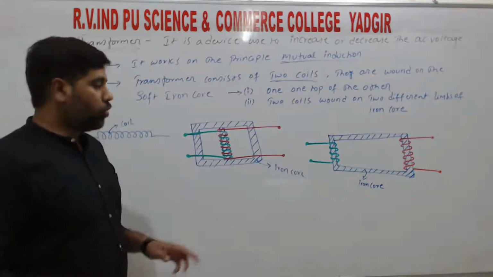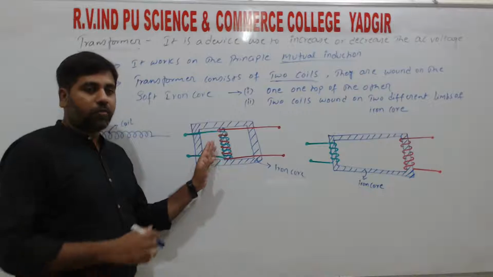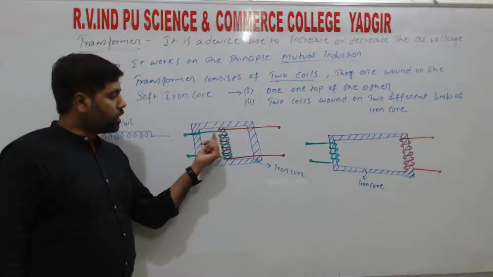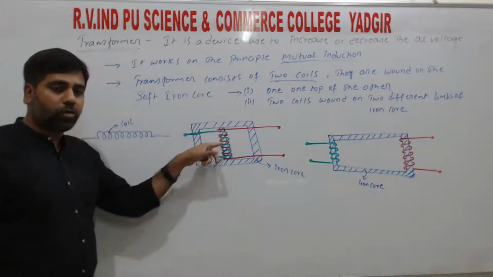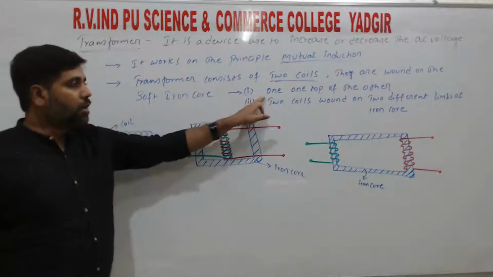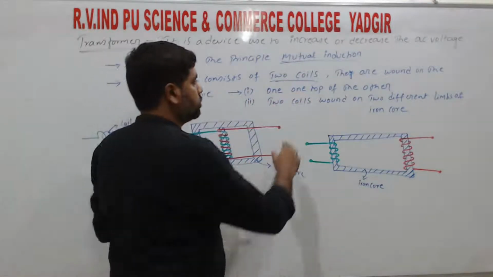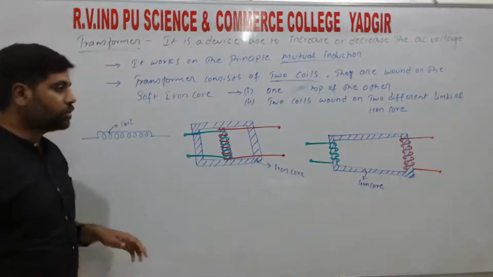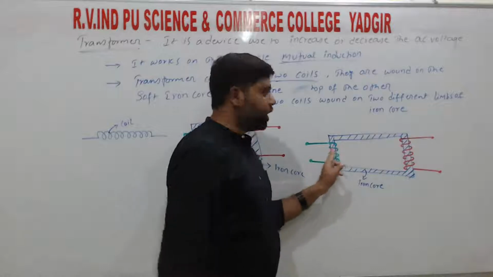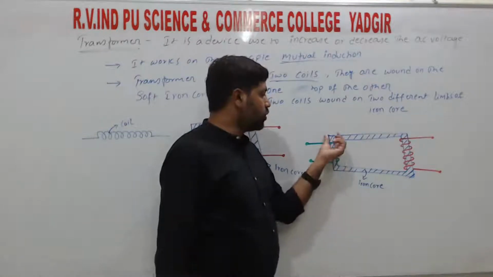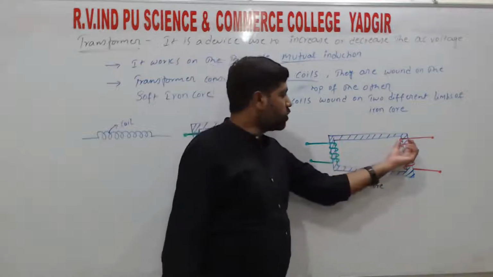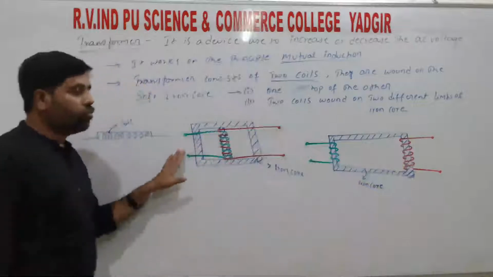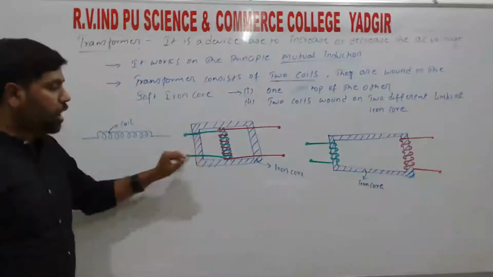So we can wind in two methods. One is one on top of the other. First we wind one coil on one limb of the iron core. After winding the first coil, we wind another coil on top of that coil. So that is one on top of the other. In the second case, one coil is wound on one limb of the iron core, that means one branch, right? Another coil is wound on the other limb. So these are the two methods to wind the coils on the iron core, right?